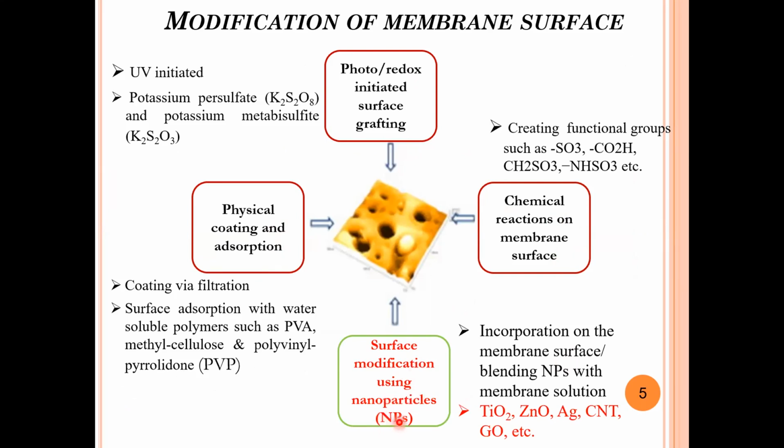The previous talk by Professor Thomas reduced my job of explaining how we coat it, so I will take some time from there and highlight what we mainly focus on. We work on incorporation into the membrane surface, blending nanoparticles with the membrane solution, and we use these nanoparticles for the preparation of our TFN membrane. These are titanium dioxide, zinc oxide, silver, graphene oxide, or a combination of these. And very recently we also use amino clay to get a high flux membrane.